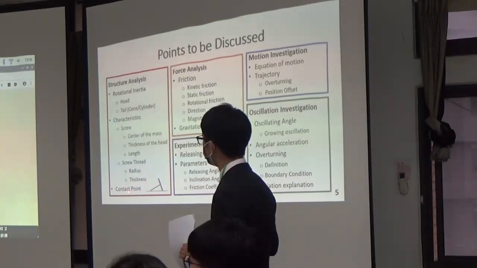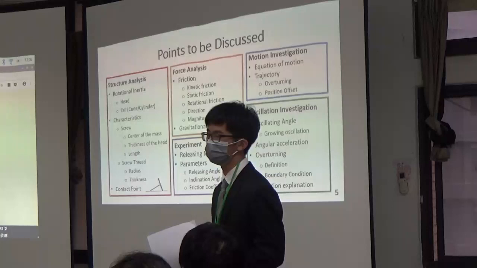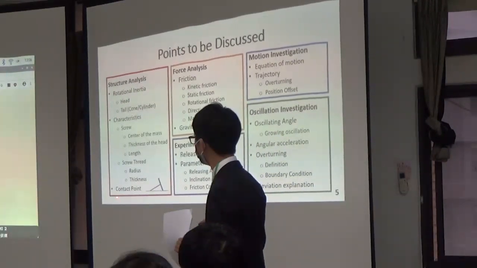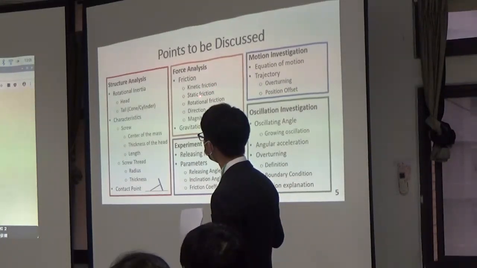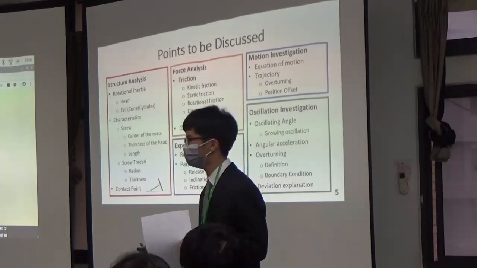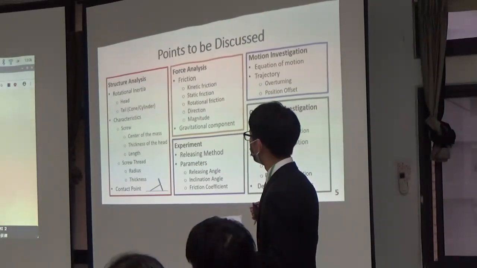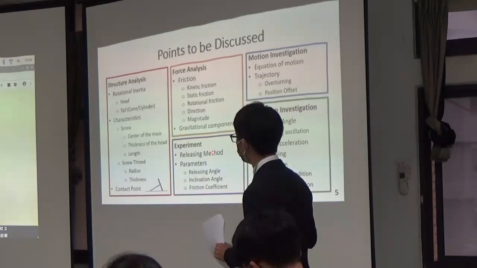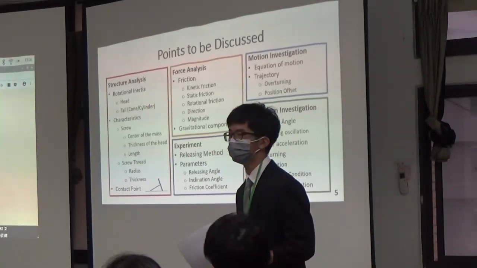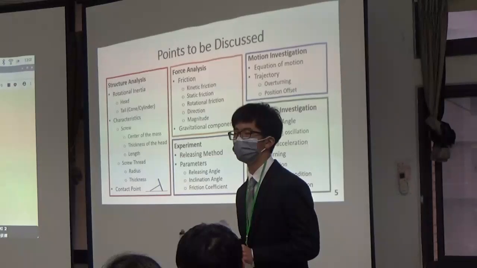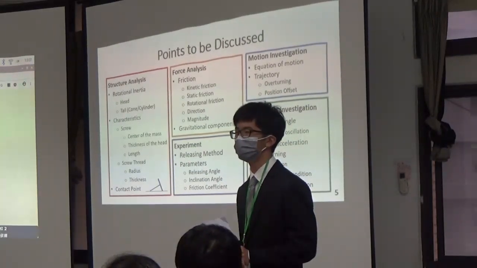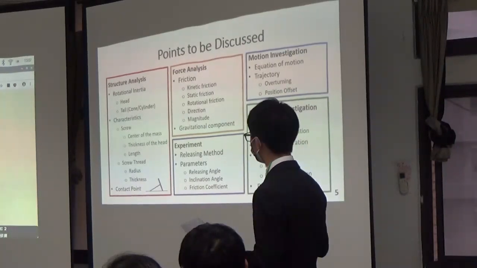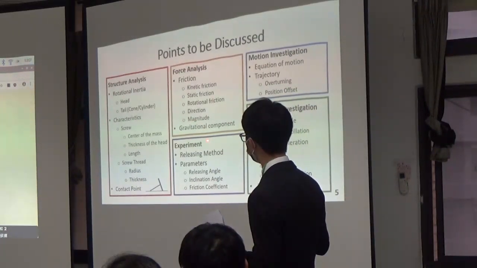And also the forces that act on the contact point, which is friction. What kind of friction acts on the contact point? Kinetic friction, static friction, and rotational friction. And also different magnitudes at the 2 different contact points. And in the experiments, I'm going to discuss the releasing method. Since the reporter used their hands to release the screw, I believe there's a better way to release the screw to reduce the experimental error.